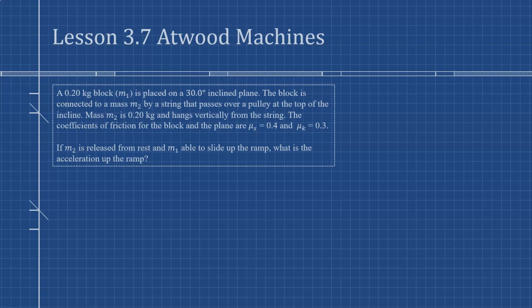The coefficients of friction for the block and the plane are 0.4 for static friction and 0.3 for kinetic friction. But if we're only looking for one acceleration, one value, we're going to have to choose one of these two coefficients.